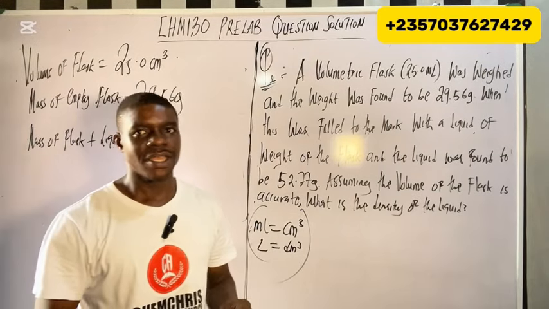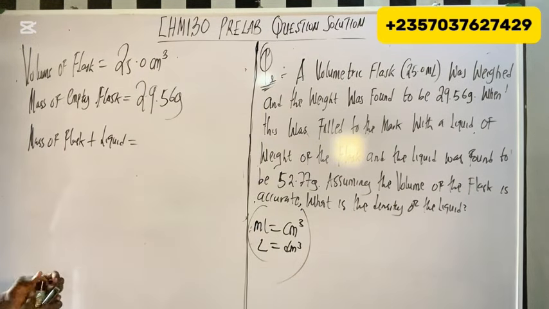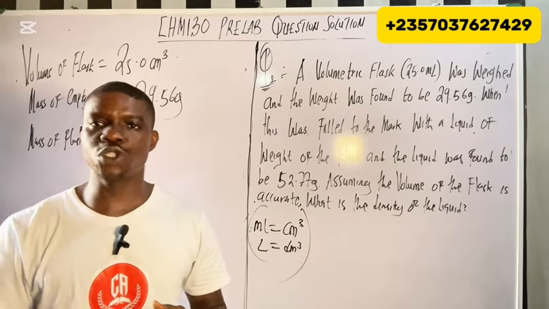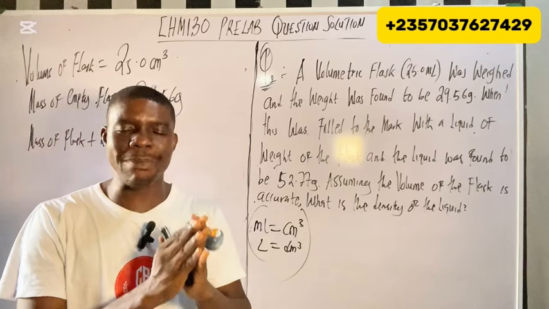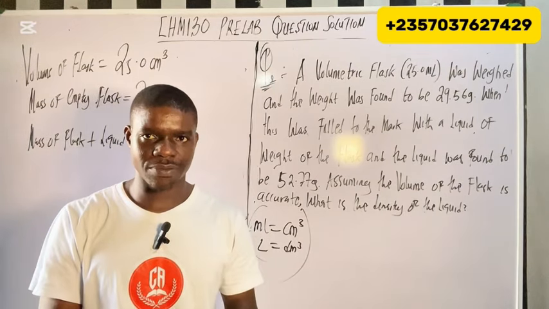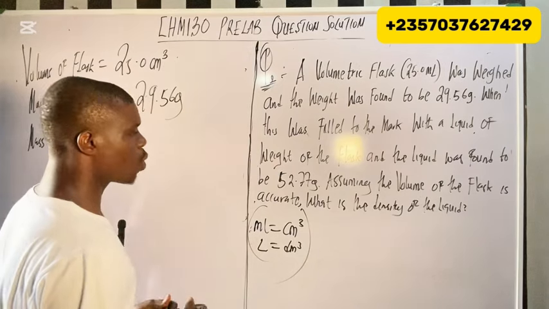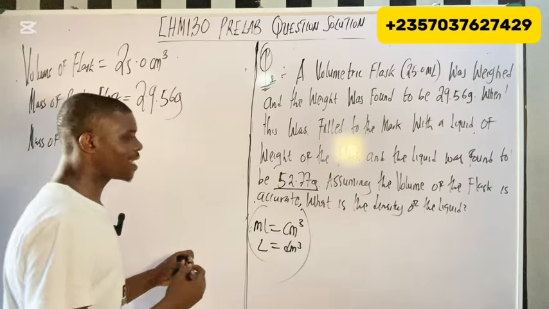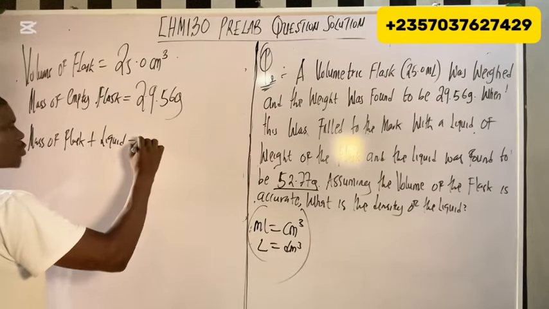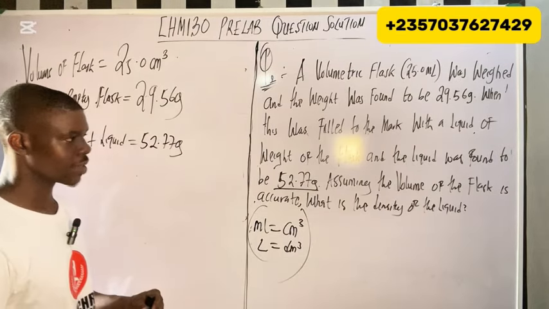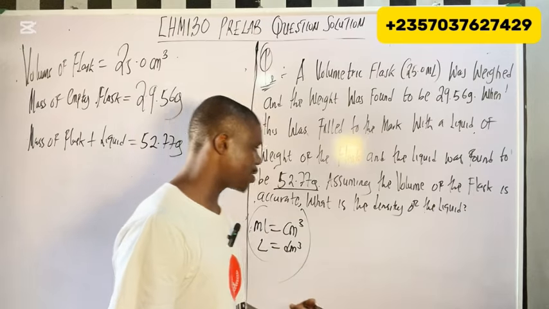Now let me ask here, if the mass of the empty flask is 29.56 gram, and you add water, will the mass increase or decrease? Of course, it's going to increase. Do you understand? So when you add the liquid, it is now 52.77 gram. Then they ask, what is the density of the liquid?